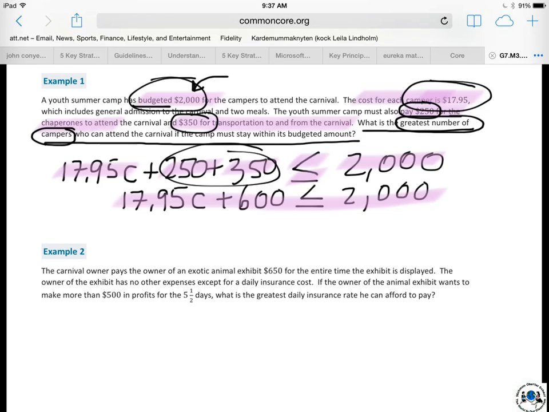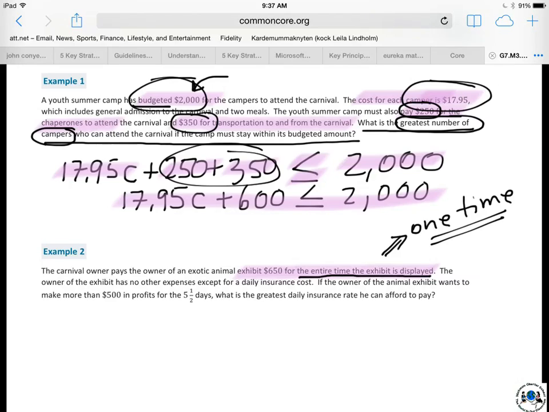Okay, so here we have example 2. The carnival owner pays the owner of an exotic animal exhibit $650 for the entire time the exhibit is displayed. Okay, so again, some key language in here: $650 for the entire time the exhibit is displayed. You can tell right away that's going to be a one-time charge. Just pay attention to that, and don't turn that into any type of variable.